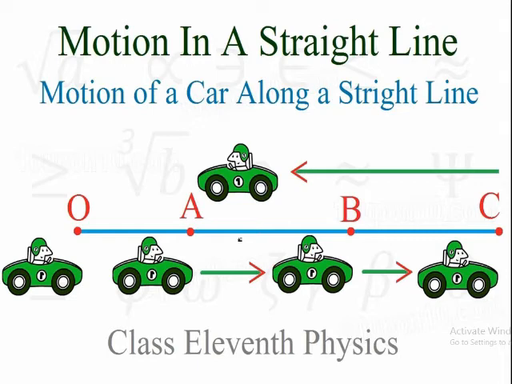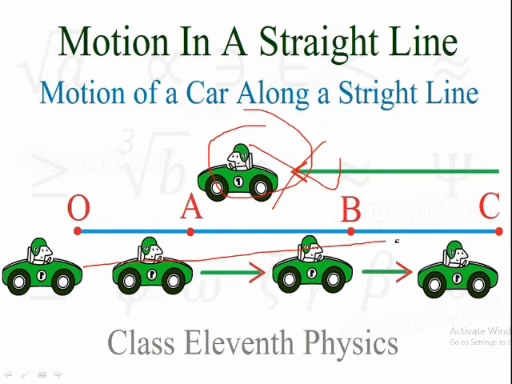That means an object moving along a straight line in the same direction all the time shows rectilinear motion, or motion in a straight line. If it doesn't come back, then it is known as rectilinear motion. If I cancel this, if it goes only from O to C, then it is going in one direction.